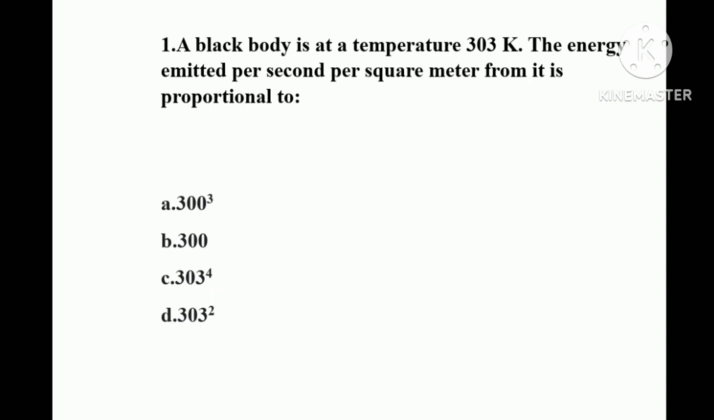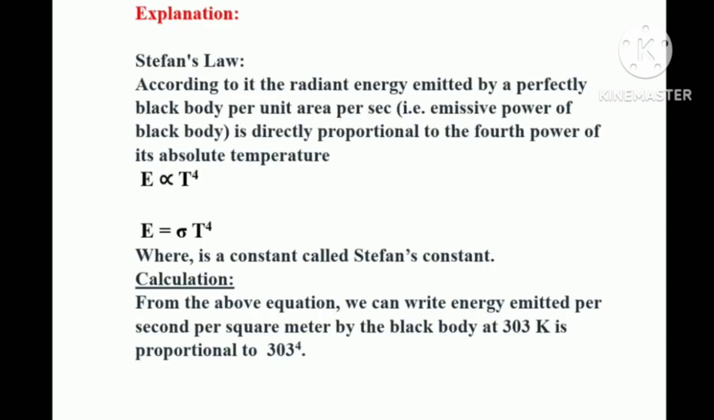The energy emitted per second per square meter from the black body is proportional to: option A, 300 to the power 3; option B, 300; option C, 303 to the power 4; option D, 303 to the power 2. According to Stefan's law, the radiant energy emitted by a perfectly black body per unit area per second is directly proportional to the fourth power of its absolute temperature.